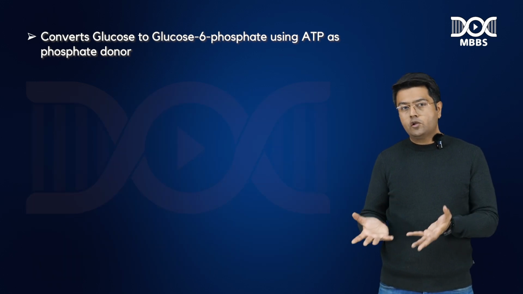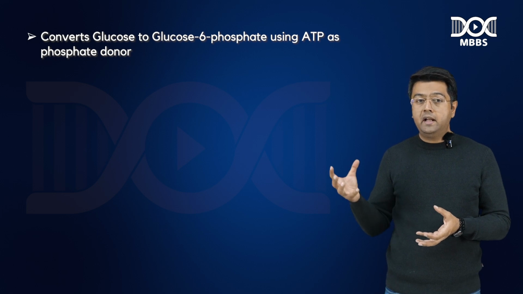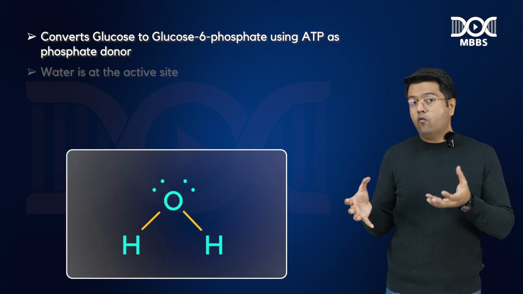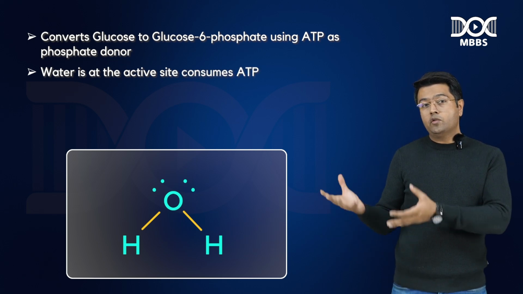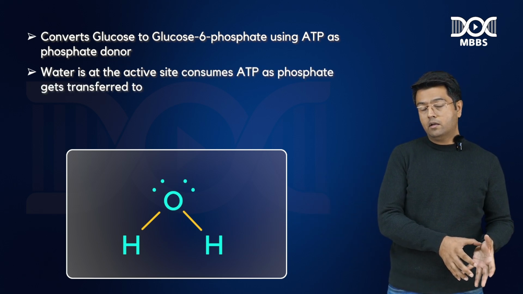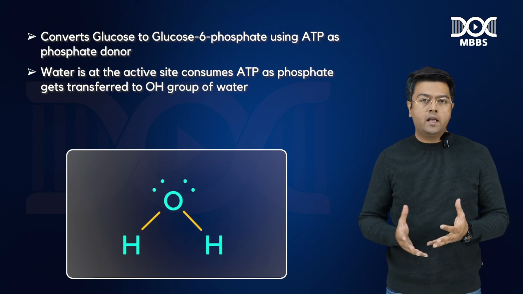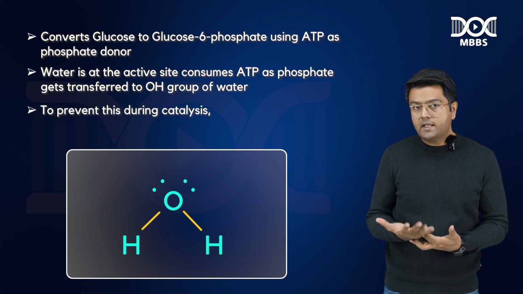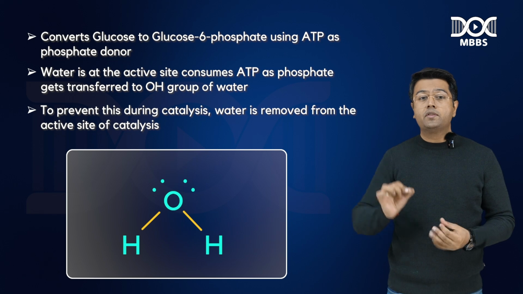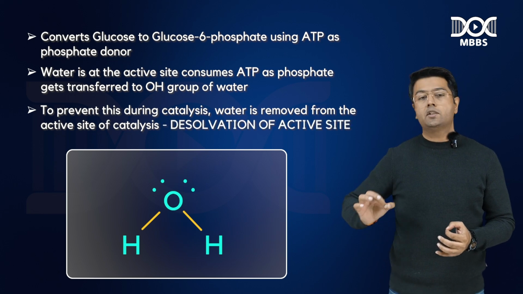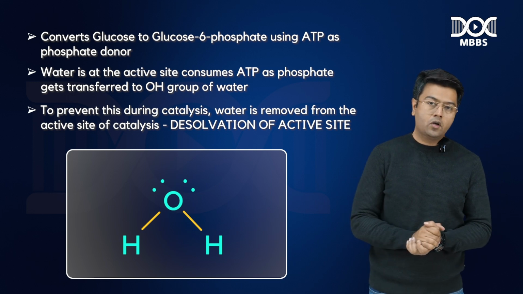Fine. So water also has an OH group. So if the hexokinase is working and ATP is the source of phosphate, and water is present at the active site, then what will happen? This may waste the ATP because the phosphate may be transferred to the OH group of water instead of glucose. So that is why, guys, most of the time when the catalysis is happening, water is removed from the active site. And this term is called desolvation of the active site. It's a very important term that you should know.